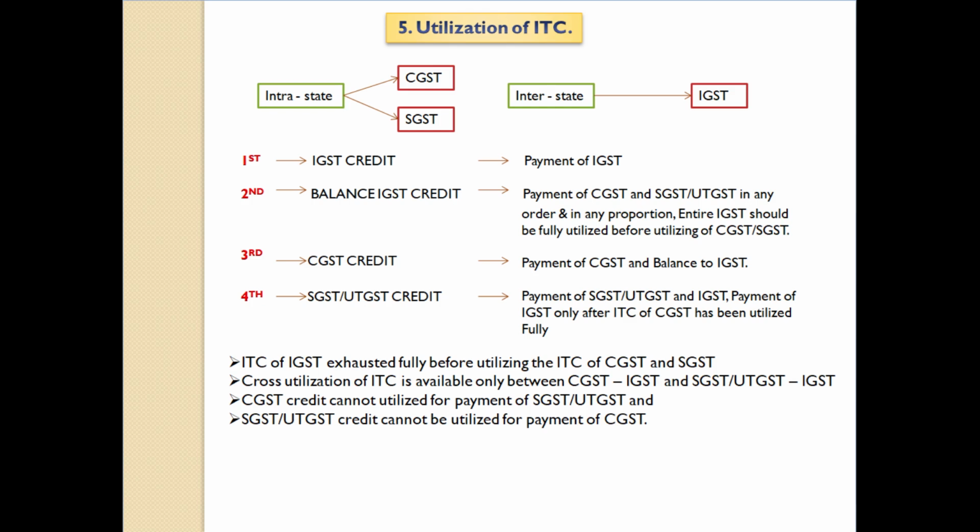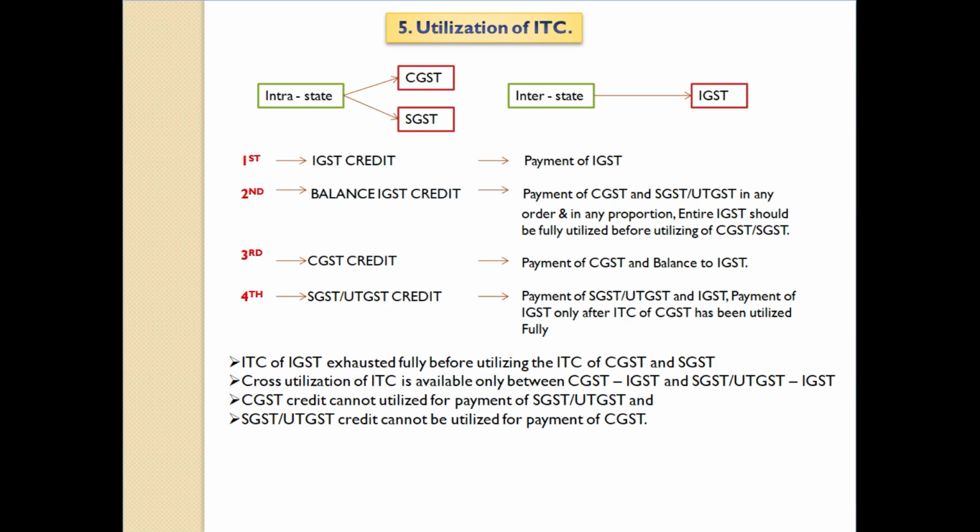And also the entire ITC of IGST is to be fully utilized first before the ITC of CGST or SGST can be utilized. The third step is that the amount available in CGST credit in the credit ledger shall be utilized towards payment of CGST and the remaining balance, if any, can be utilized towards the payment of IGST. And the last step is that the amount available in SGST or UTGST credit in the credit ledger shall be utilized first towards the payment of SGST or UTGST. The remaining amount, if any, will be utilized for payment of IGST.